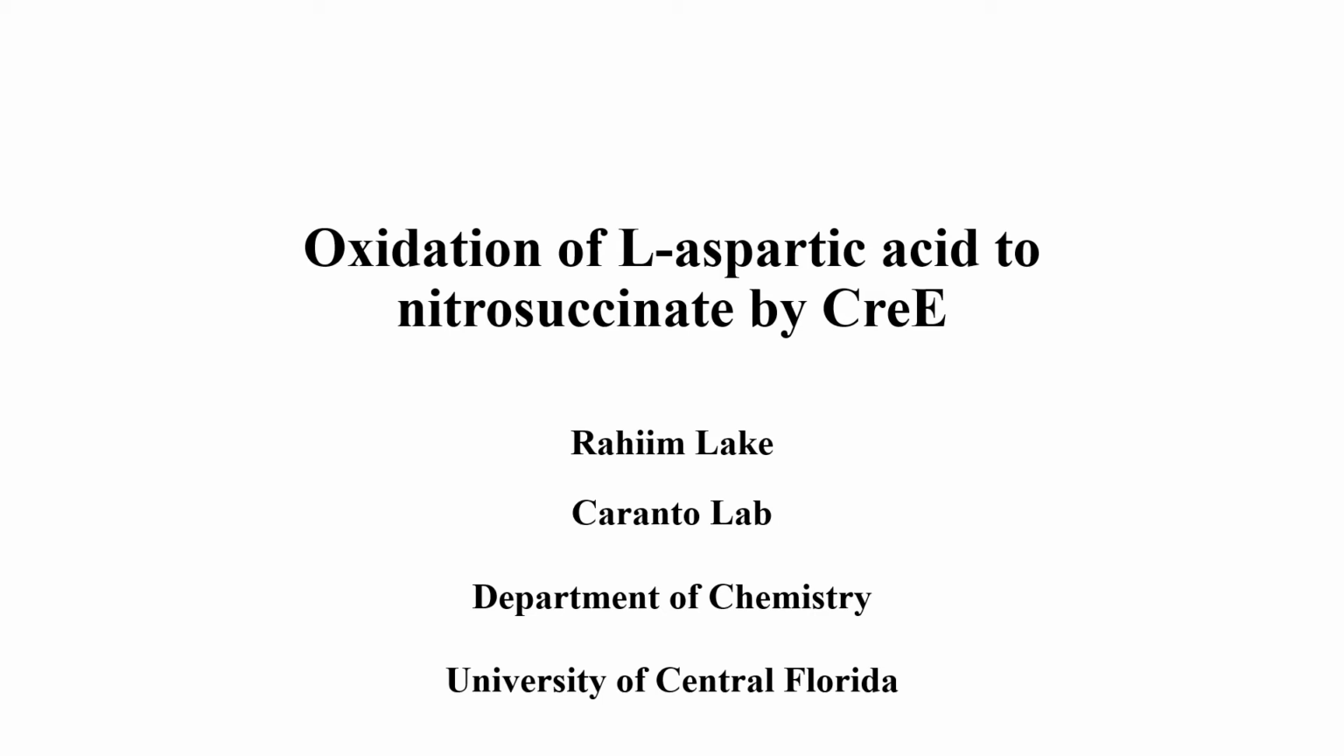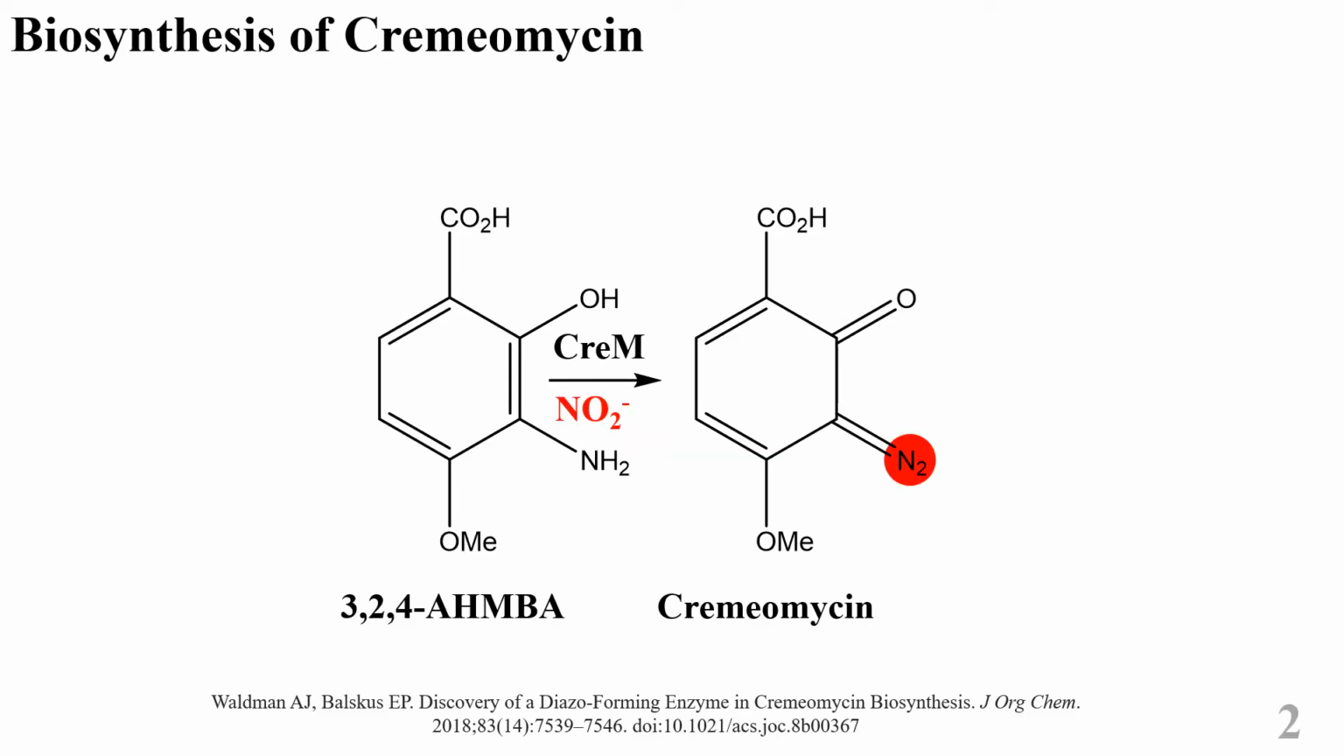My name is Raheem, and this is the research that I've been doing in the Toronto lab for the past few years. The research in the lab is mainly organized around the study of naturally occurring N-N bonds, which are rare in nature. Here, we see CreE taking nitrite and incorporating it into our 3,2,4 amber to create creamycin, which gives us an N-N bond.